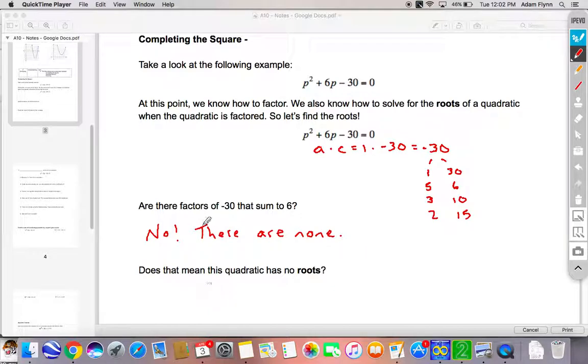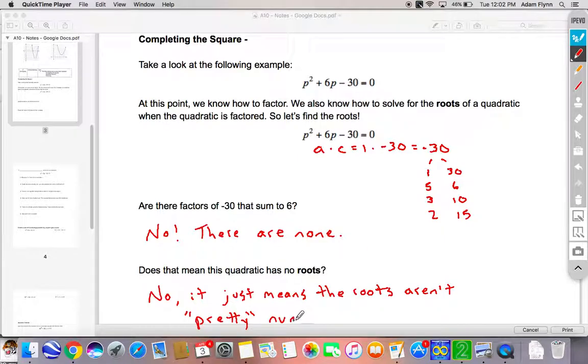So does that mean the quadratic has no roots? No. It just means the roots aren't, I'll put this in quotations, "pretty" numbers or fractions. Okay, pause video if you need more time.